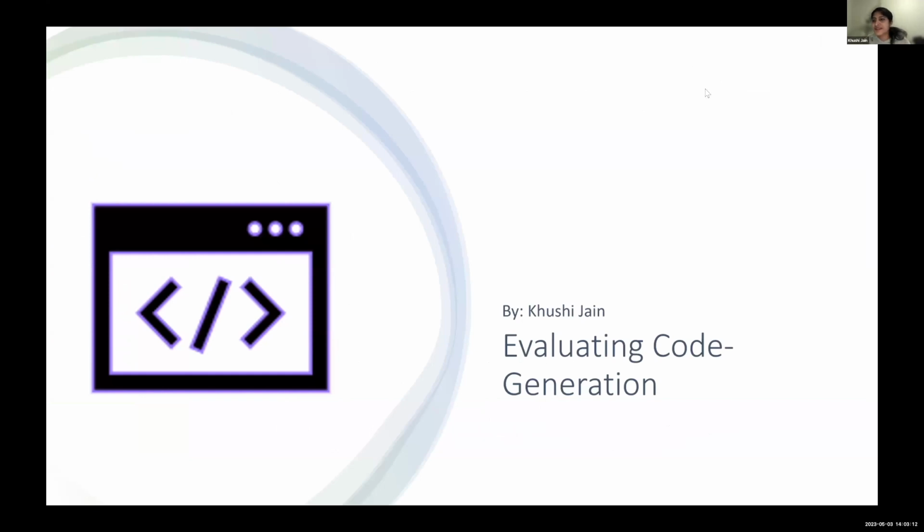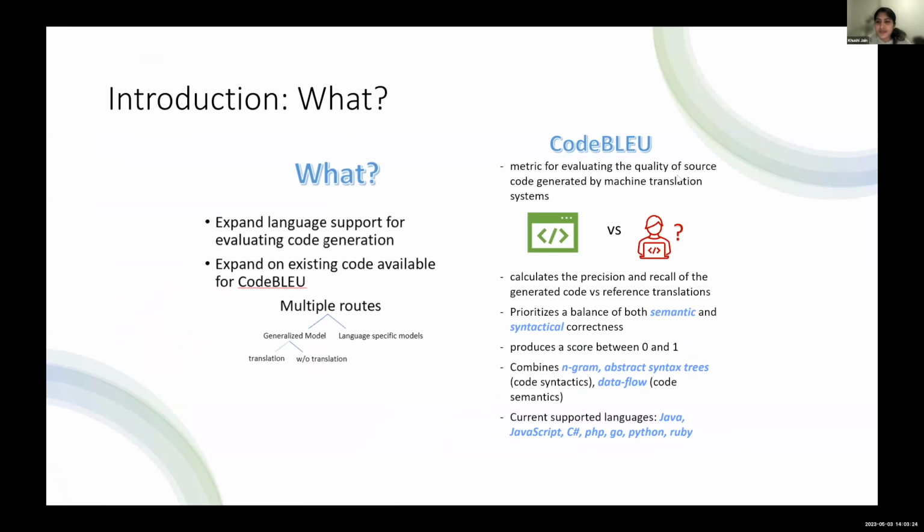Yes. All right. So my open source project that I want to work on is specifically on evaluating models that do code generation. So what am I trying to do? I'm specifically trying to expand language support for evaluating code generation. What I mean by that is there are current metrics such as CodeBLEU that evaluate code, where you have the intended code, and then you have what the model autocompletes. And you compare those to see how well they match semantically and syntactically.